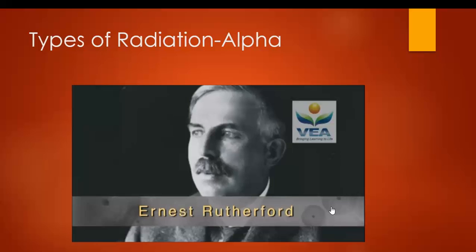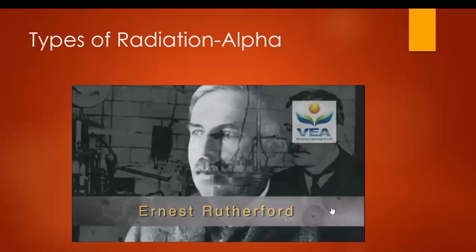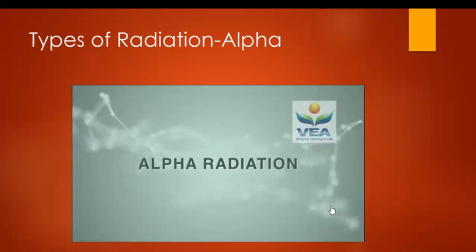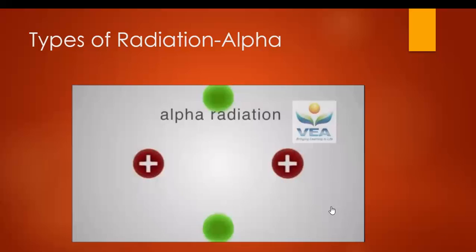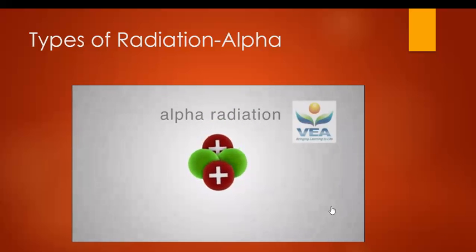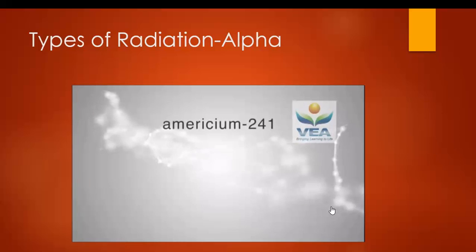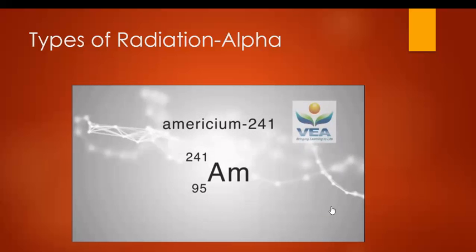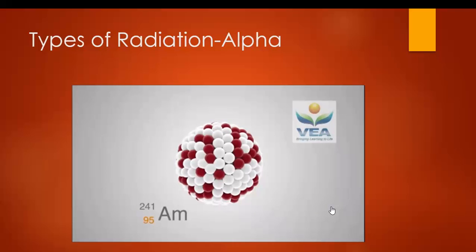Ernest Rutherford confirmed that radioactivity involves three different types of radiation: alpha, beta, and gamma. Alpha radiation consists of positively charged helium nuclei, that is, 2 protons and 2 neutrons. The radioisotope americium-241, used in smoke detectors, emits alpha particles. The parent nucleus contains 95 protons and 146 neutrons, making a total of 241 nucleons.